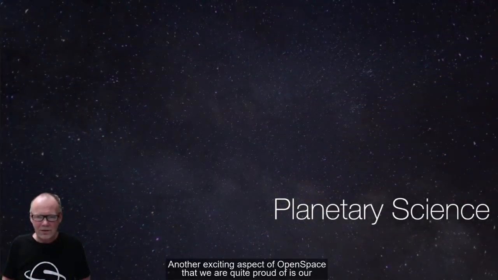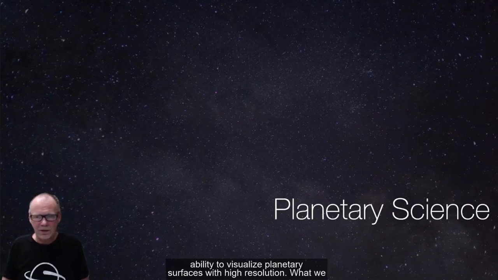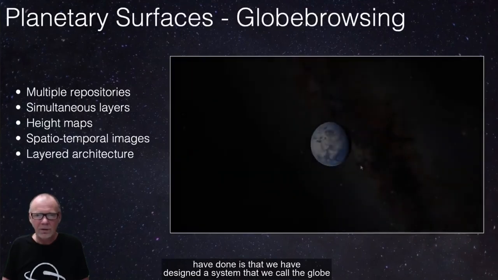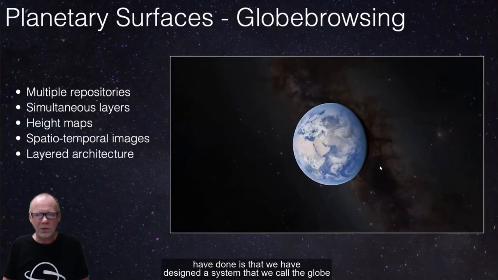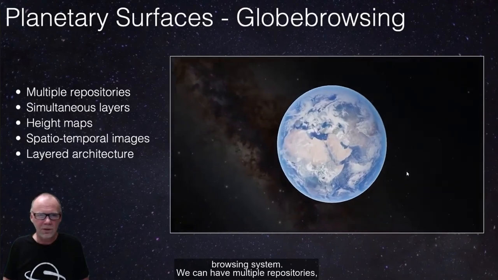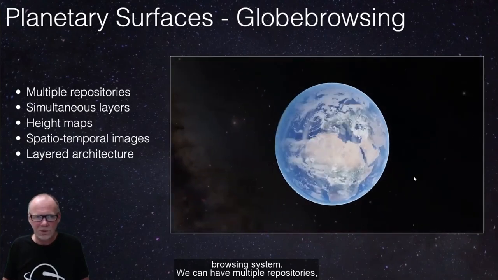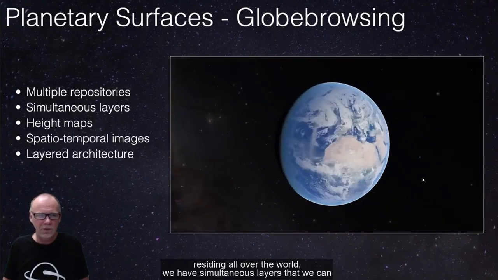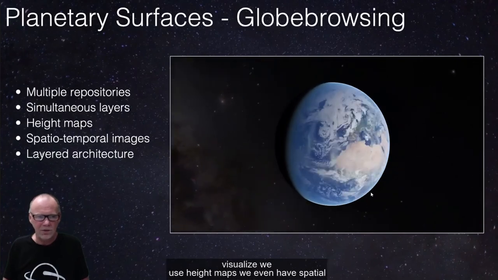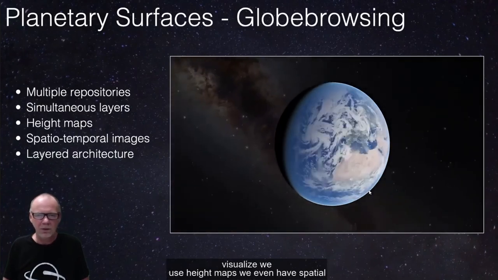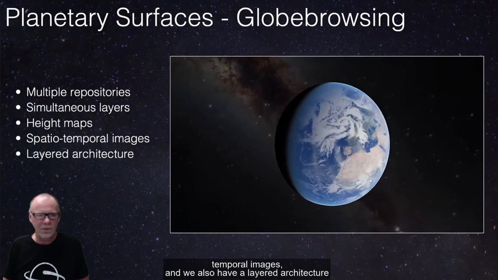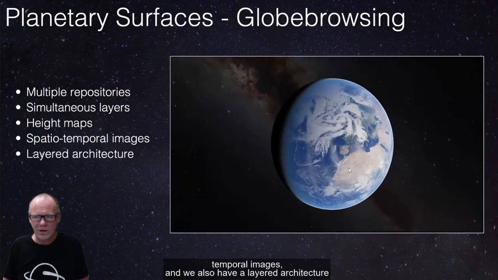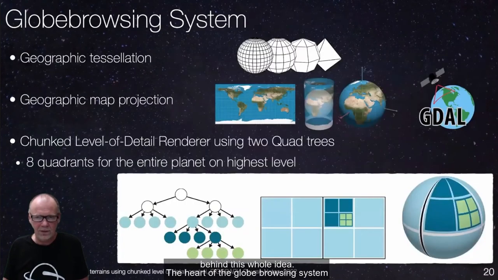Another exciting aspect of OpenSpace that we are quite proud of is our ability to visualize planetary surfaces with high resolution. What we have done is that we have designed a system that we call the globe browsing system. We can have multiple repositories residing all over the world. We have simultaneous layers that we can visualize. We use height maps. We even have spatiotemporal images. And we also have a layered architecture behind this idea.